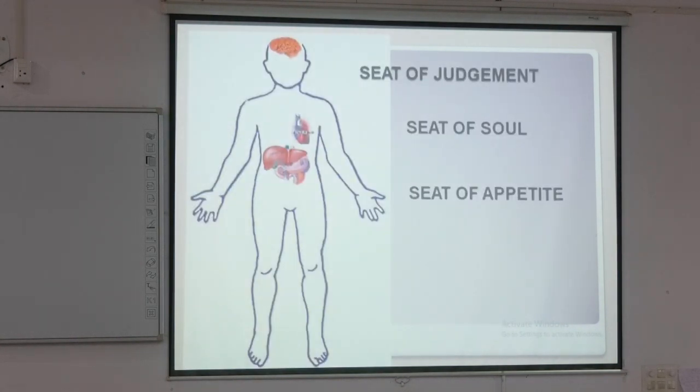According to Plato's Galenic theory, he mentioned that there are 3 parts of the body which are interconnected and in harmony to be healthy. These are state of judgment, seat of soul and state of appetite. If these 3 are functioning altogether properly and in harmony, then someone is healthy.